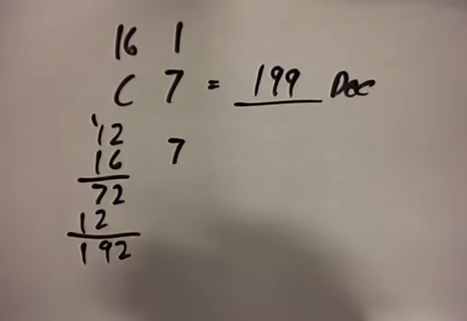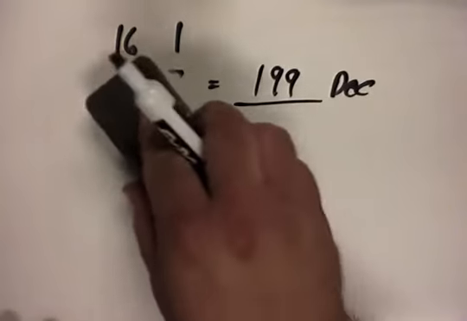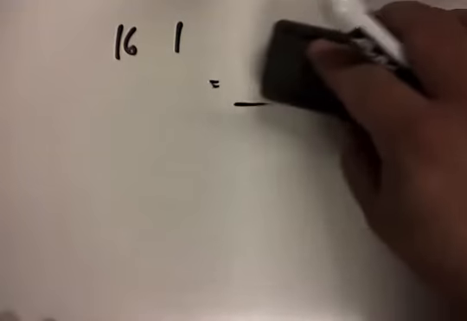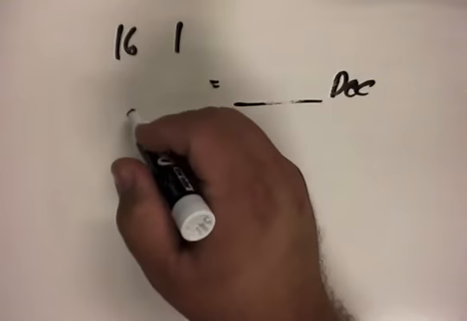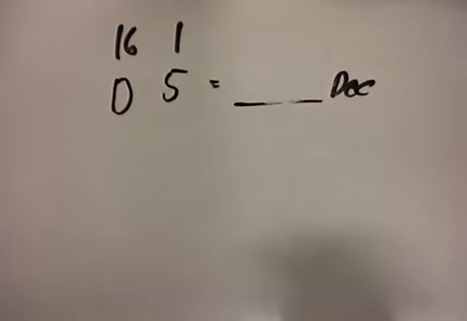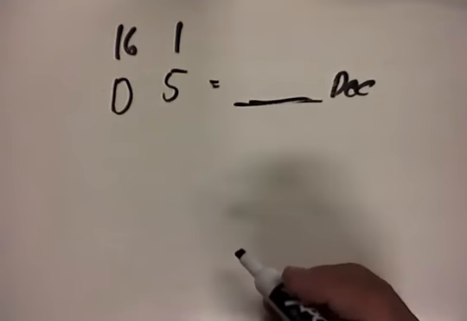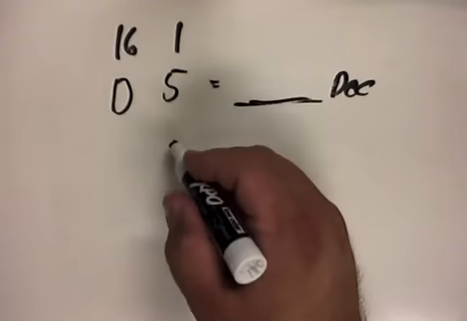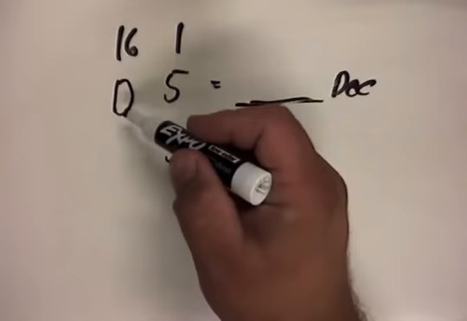All right, let's do one more to make sure we got it. The last one we'll do here is D5. That sounds like we're playing Battleship. You sunk my battleship. All right, D5. We're going to take 5 times the 1 place, which is 5.